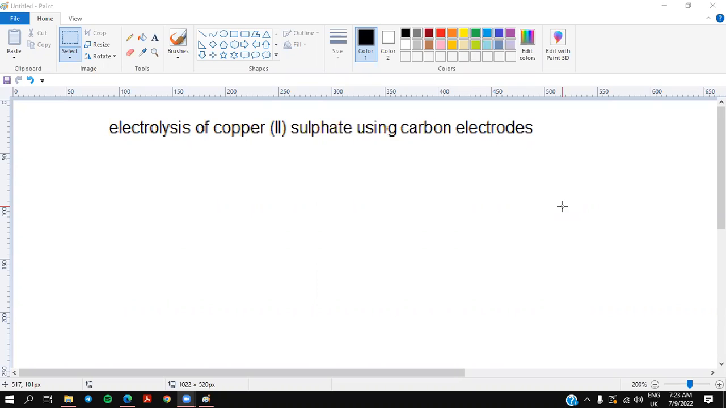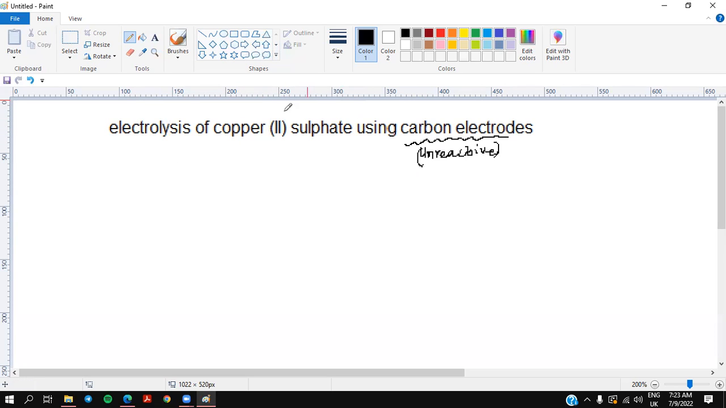Let's start the lesson on electrolysis of copper 2 sulfate using carbon electrodes. The most important point to remember here is the reason why we use carbon electrodes, or the nature of the carbon electrodes. The nature of the carbon electrode is such that it doesn't react. Carbon electrode is an unreactive electrode. And here in the heading, we have electrolysis of copper 2 sulfate.